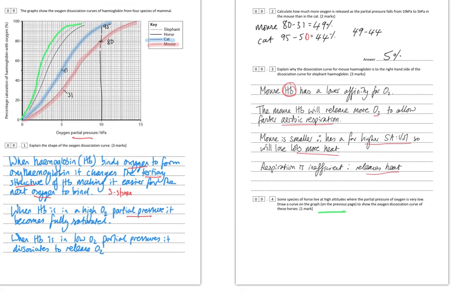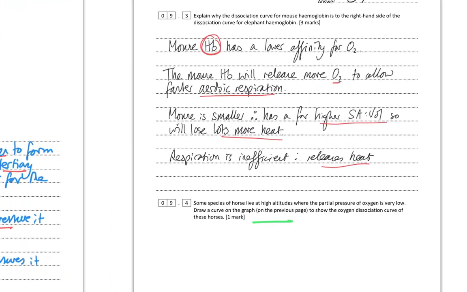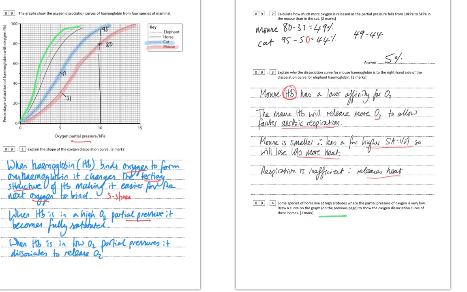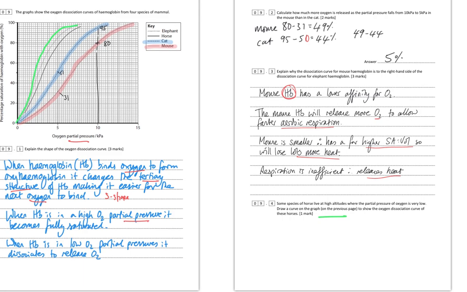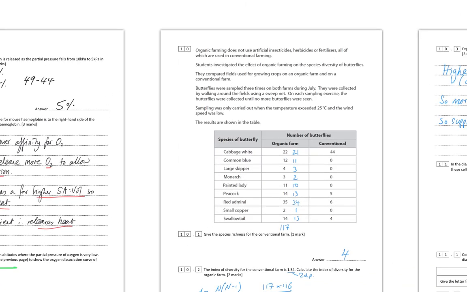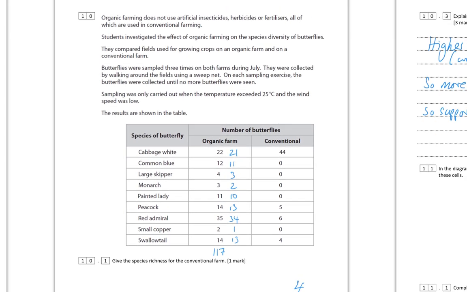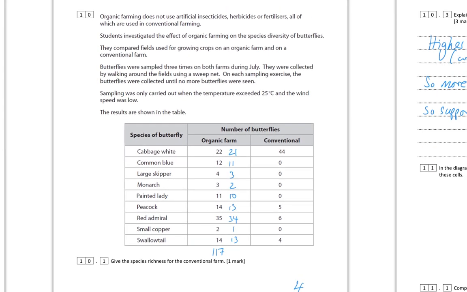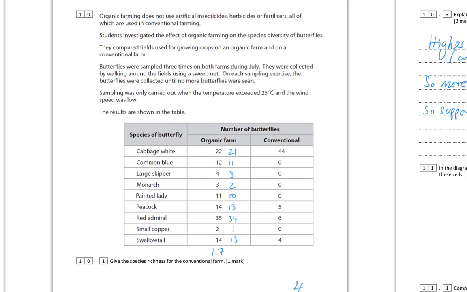I've done my green line. Yeah, so it's just if it's at high altitude, it has to be to the left so it can become fully saturated at the lower partial pressures that will be present there. Then this organic farming, they're not using insecticides, herbicides, etc.